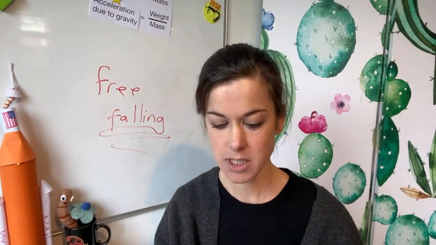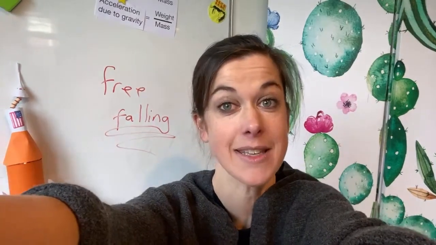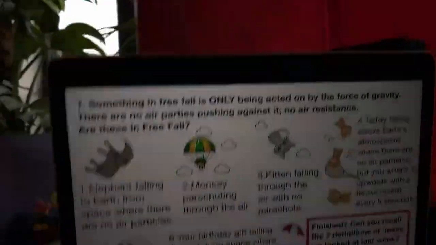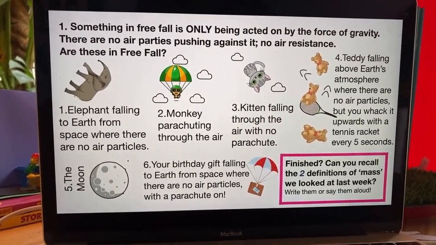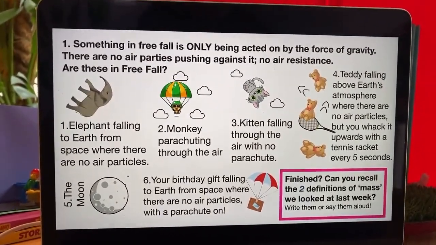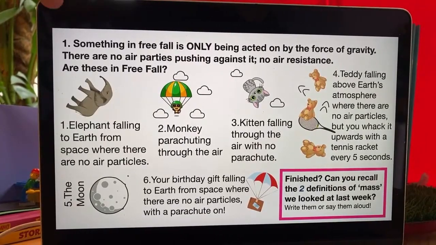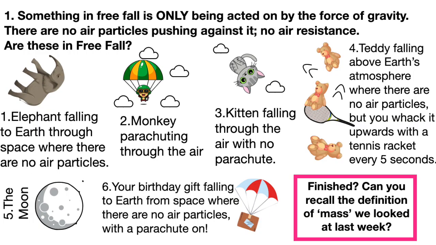I have a sheet here with some pictures of teddy bears and kittens on it to test your understanding of what I've just said. Here we are. So confident am I in how tricksy my questions are, I've even written the answer at the top. Something in free fall is only being acted on by the force of gravity. There are no air particles pushing against it, no air resistance. Are these things in free fall, please?